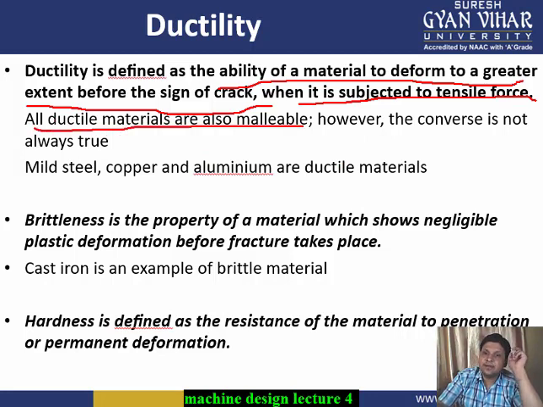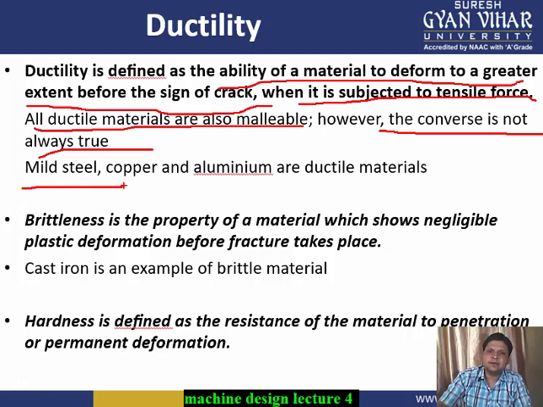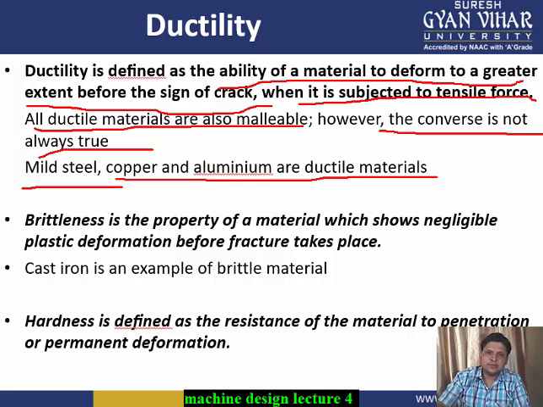All ductile materials are malleable. However, the reverse is not true. Why is it not true? All malleable materials cannot be considered as ductile materials, but all ductile materials are also malleable materials. Malleable means if the material can be made into thin sheets, then we say that the material is malleable. Mild steel is an example of ductile material. Copper and aluminium are also ductile materials.